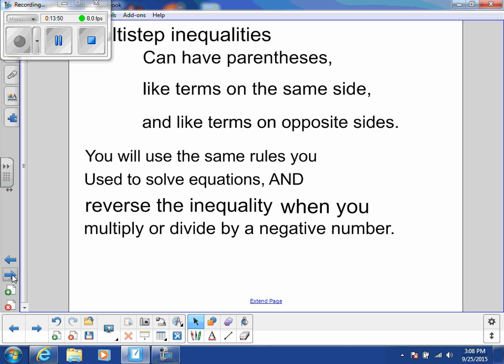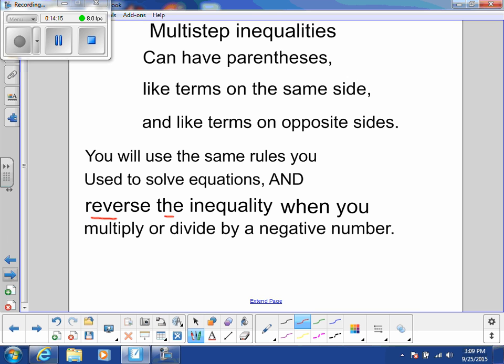So what I hope you remember is that when you have multi-step inequalities to solve, you'll do everything we just did. Those were examples of mostly one-step inequalities. You can have parentheses, like terms on the same side, and like terms on opposite sides. And you'll use all the same rules that you use to solve equations. And you have to remember, reverse the inequality sign when? When you multiply or divide by a negative number.